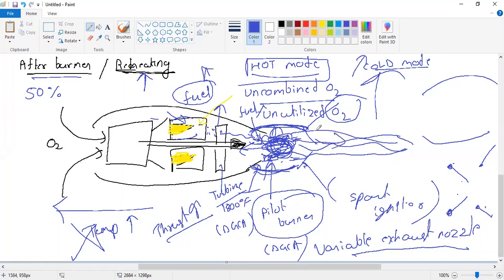Any doubt in the afterburner? I have covered everything in the afterburner. Do you have any doubt in afterburners? Sir, it's the same fuel, no, sir? Yes, same fuel. Whatever you are using in the combustion chamber, the same type of fuel can be used. So you don't need to carry separate fuel.